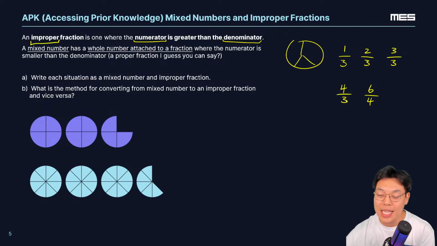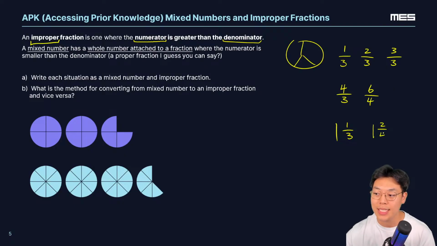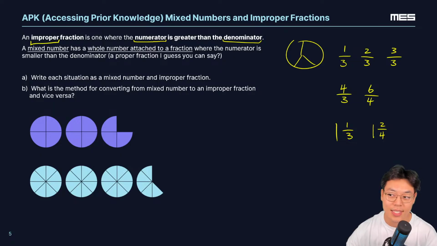So 4/3, how would we write this as a mixed number? Well, again, reminder that a fraction is basically division, right? So if we divide 4 by 3, we know that 3 goes into 4 fully 1 time. So we'll have a 1 out in front, leaving just 1/3 remaining. So we have 1 and 1/3. That is a mixed number. Similarly, with 6/4, I can rewrite this. 4 goes into 6 fully 1 time, and we're left with 2 out of 4 pieces. So we have 1 and 2/4 here. So these are what we call mixed numbers.